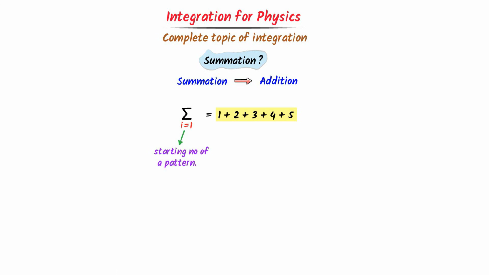Secondly, we can see that the last number of this pattern is 5. I write 5 at the top of sigma notation. Lastly, the sum of 1 plus 2 plus 3 plus 4 plus 5 is equal to i. I get this summation is equal to 15. Thus this whole thing means sum of i starts from 1 and goes up to 5. Let me repeat it. Sum of i starts from 1 and goes up to 5.